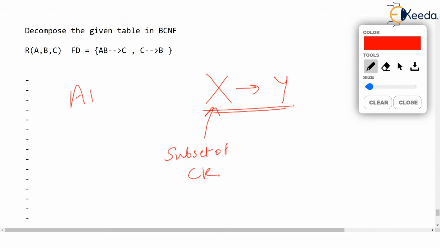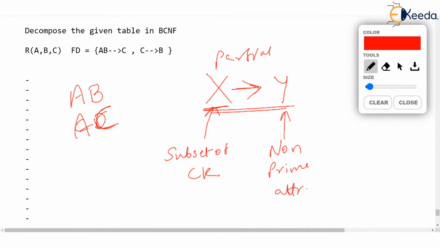We remember we have two candidate keys, AB and AC. So the left-hand side is a subset of a candidate key, and this subset of a candidate key determines a non-prime attribute. This is so important: non-prime attribute. This is called partial dependency.